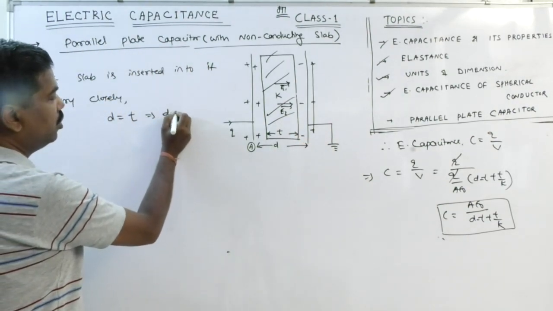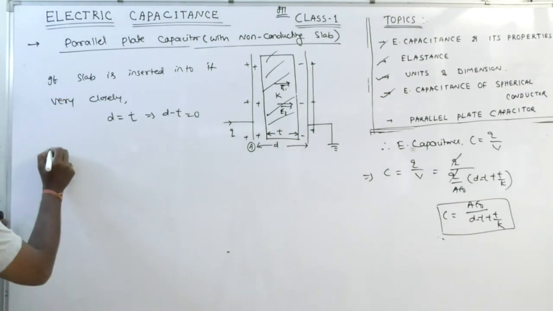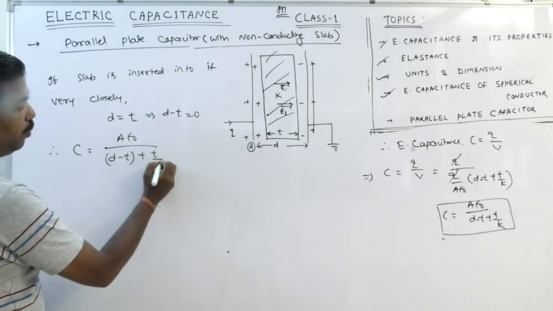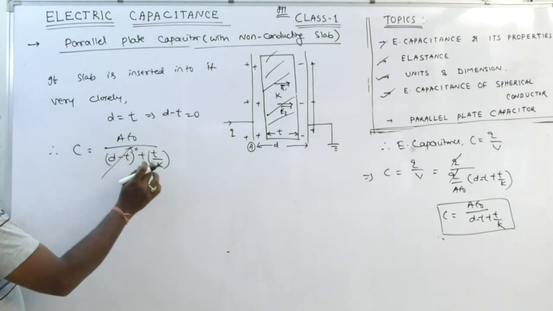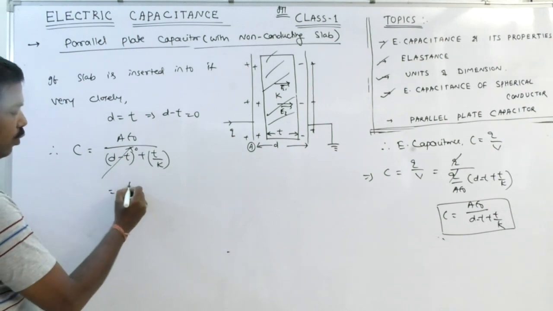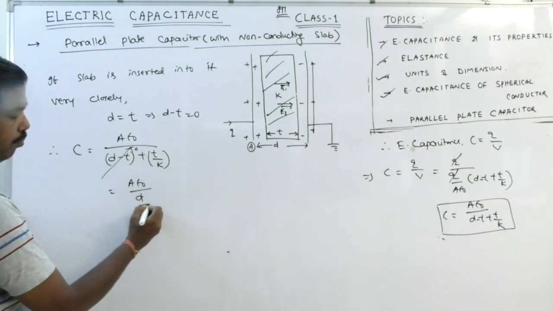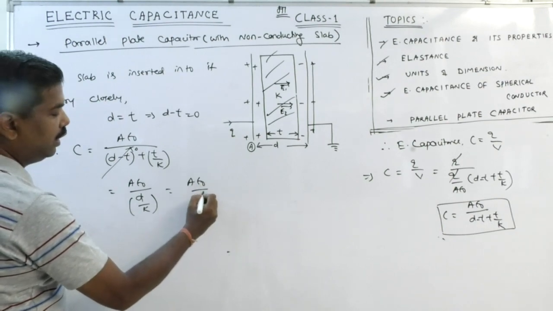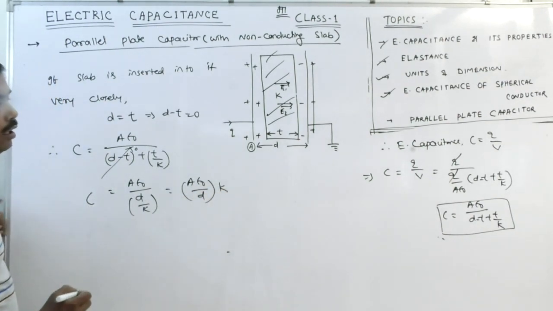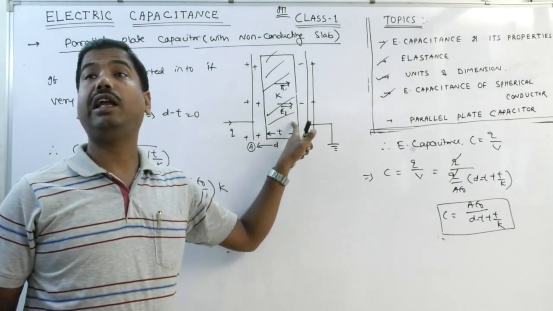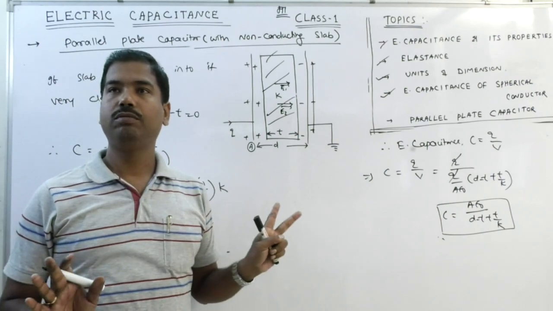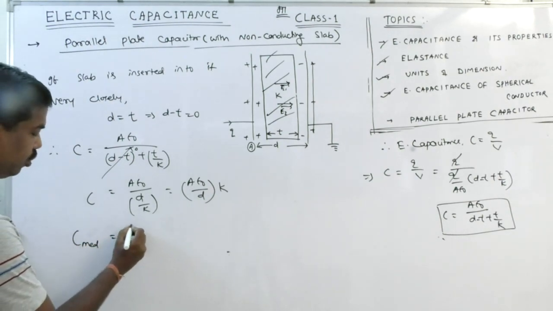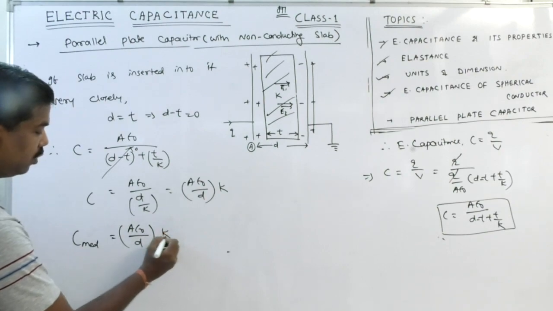It means D minus T is equal to 0. Therefore C is equal to A epsilon 0 divided by D minus T plus T by K. So this factor gets cancelled, and instead of T I can use D. So it is found to be A epsilon 0 by D into K, that is, when the non-conducting dielectric slab is inserted into it. Clear? Therefore, I can say that C medium is equal to A epsilon 0 by D into K.